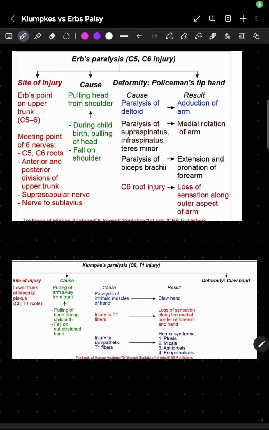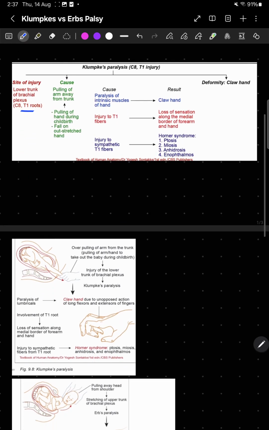In this video, we are going to compare the two important paralyses associated with brachial plexus injury, the Erb's paralysis and the Klumpke's paralysis. Erb's paralysis is mainly the injury to the upper trunk, that is mainly the C5 and C6 roots. Whenever there is involvement of the lower trunk of the brachial plexus, involving the C8 and T1 roots, it will cause Klumpke's paralysis. So the site of injury is different in both these paralyses.